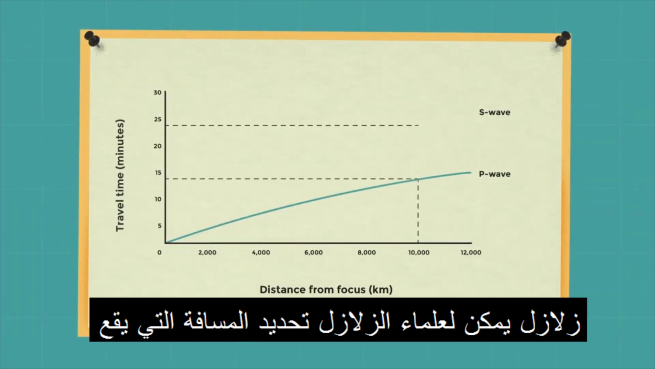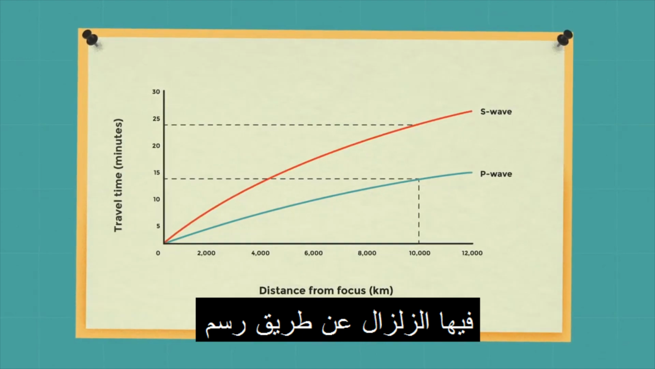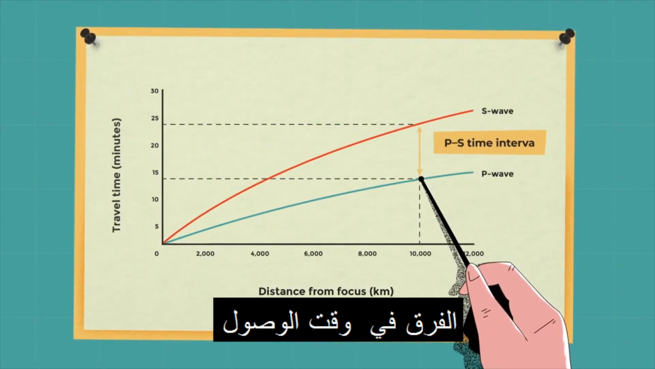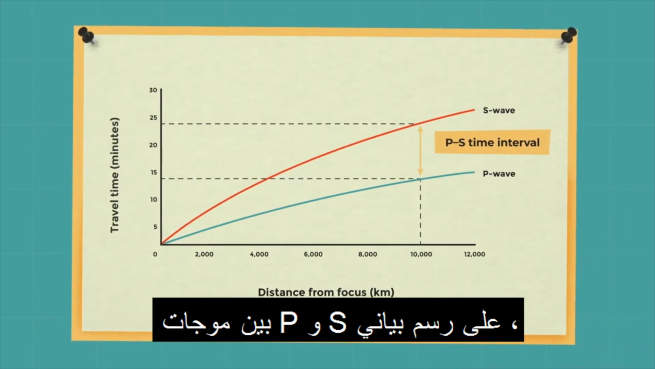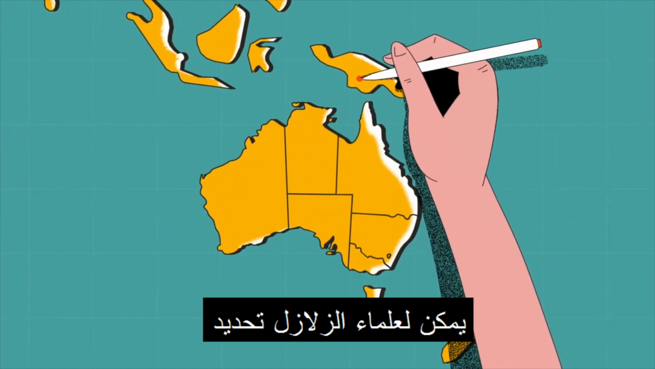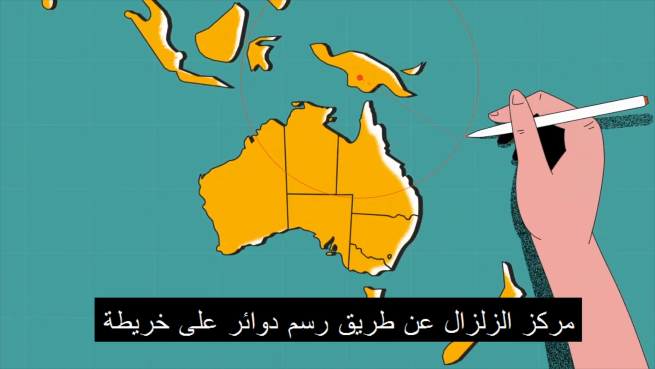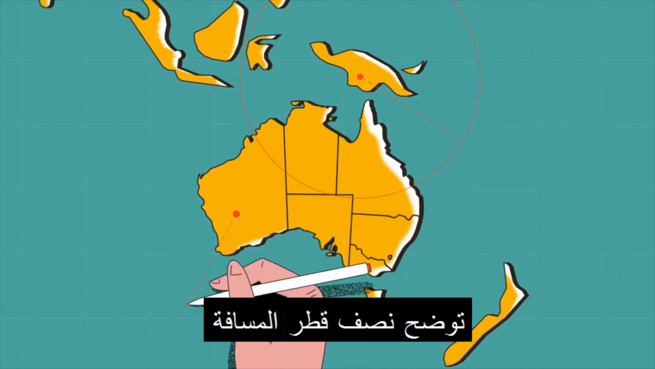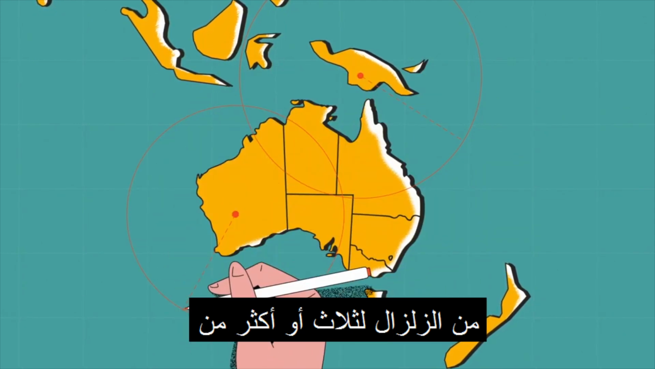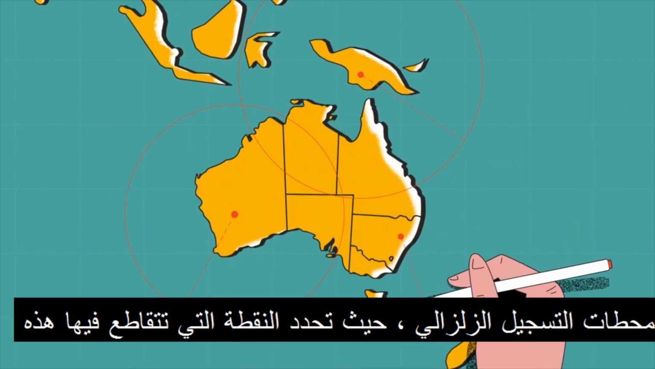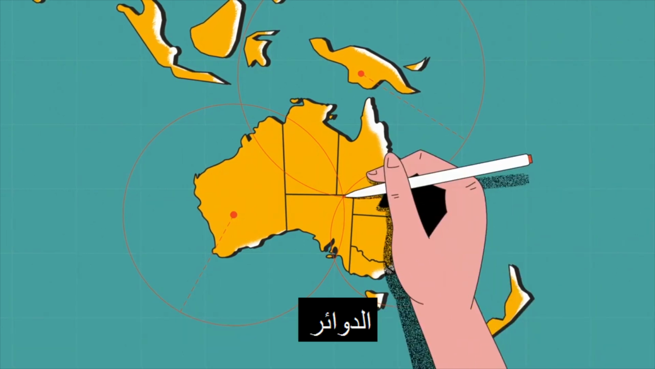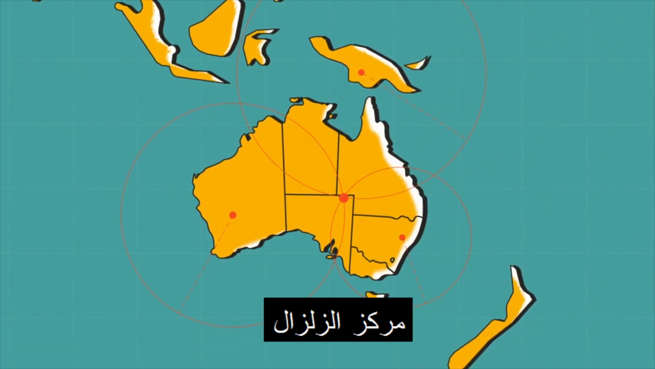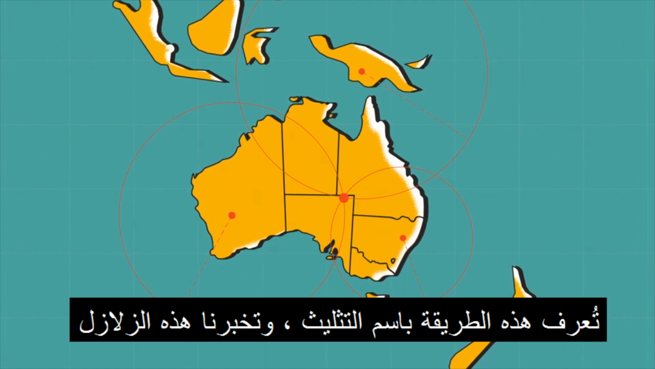Seismologists can determine how far away the earthquake struck by plotting the difference in the time of arrival between the P and S waves on a graph. Seismologists can determine the epicenter by drawing circles on a map, showing the radius of the distance from the earthquake of 3 or more seismic recording stations. The point where these circles intercept determines the epicenter of the earthquake. This method is known as triangulation.